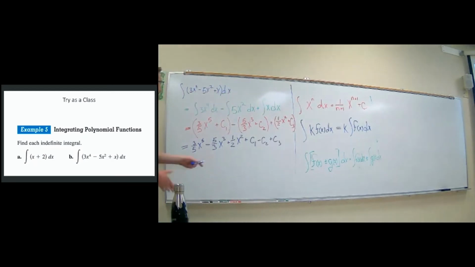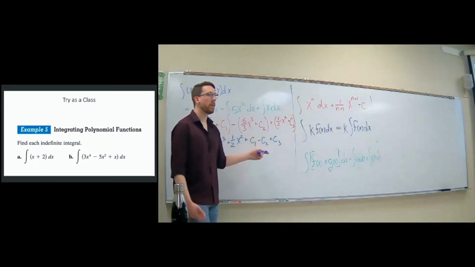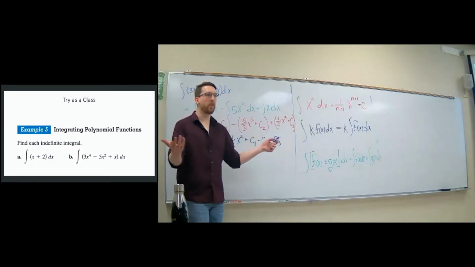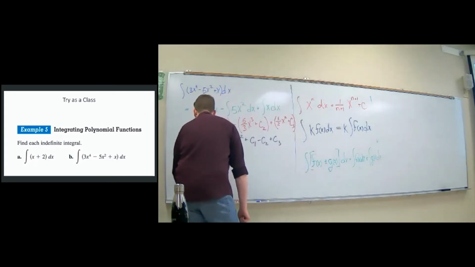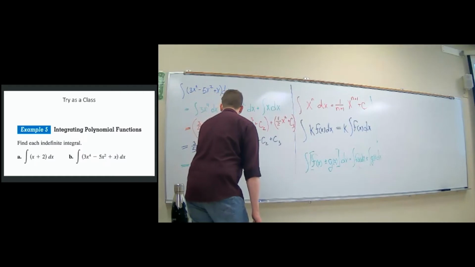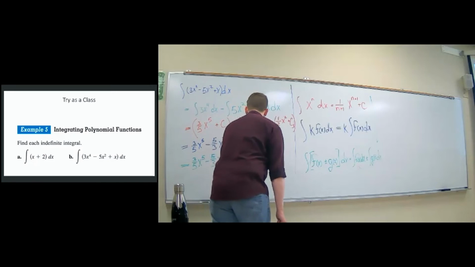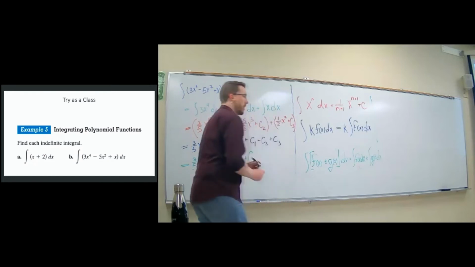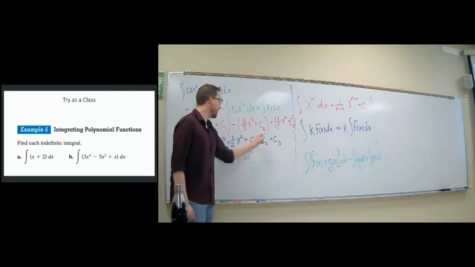Well, I don't like having all of these clumped up like this. So why don't we go ahead and rewrite it as another constant? Why don't we go ahead and rewrite it as 3/5 x to the 5th minus 5/3 x cubed plus 1/2 x squared plus some constant C. And all this constant C is all of these put together.